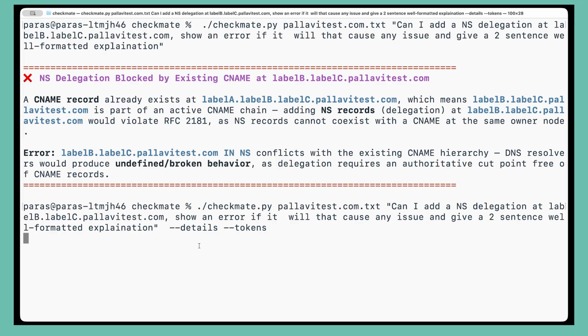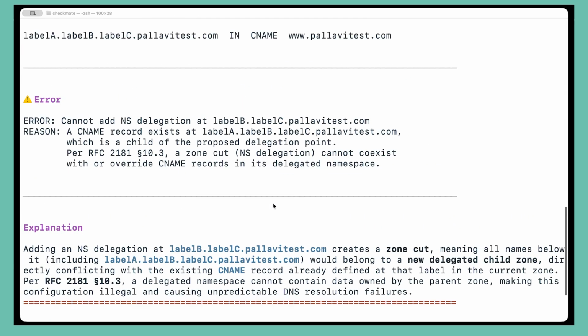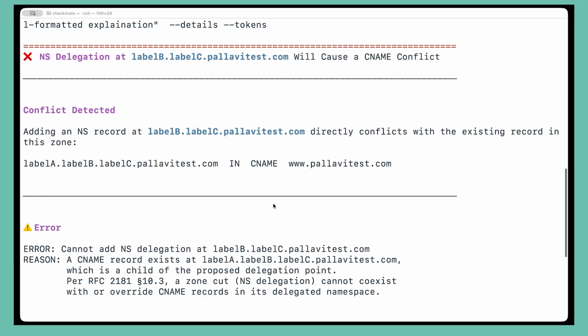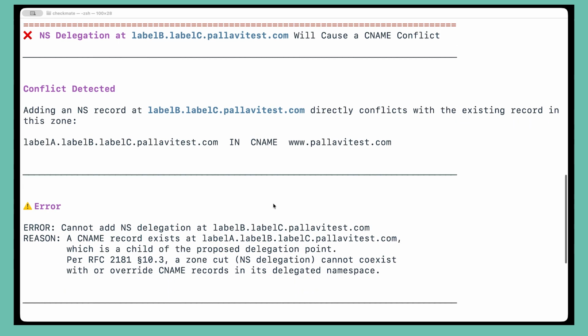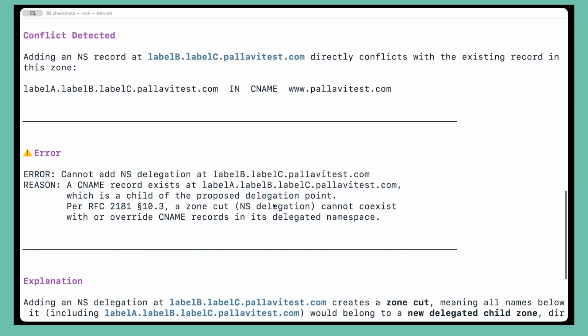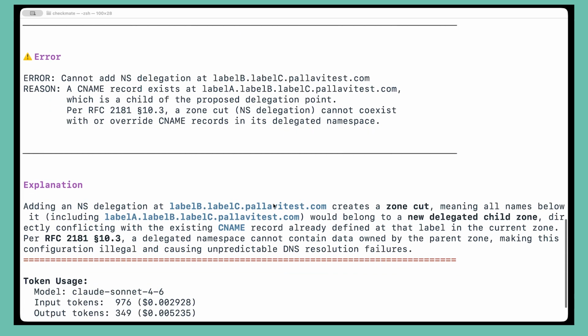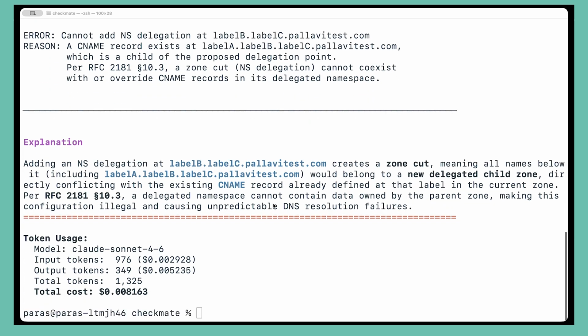Few seconds for it to get the response. So sorry for the scroll, but it gave me a lot of information related to the conflict detected, explanation, what needs to happen, RFCs. It gave me token usage, a whole lot of information to substantiate what response or error that it threw, right?